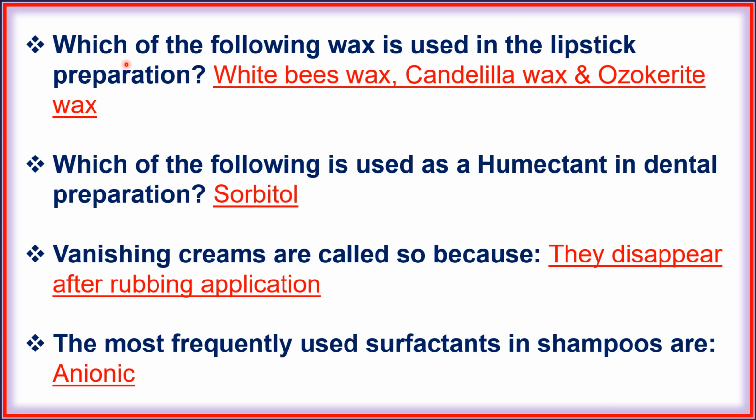Next, which of the following waxes is used in lipstick preparation? White beeswax, candelilla wax and ozokerite wax. Next, which of the following is used as a humectant in dental preparations? That is sorbitol. Next, vanishing creams are so called because they disappear after rubbing application. Next, the most frequently used surfactants in shampoos are anionic surfactants.